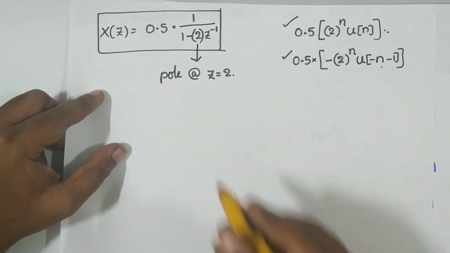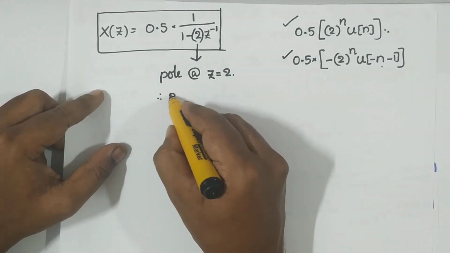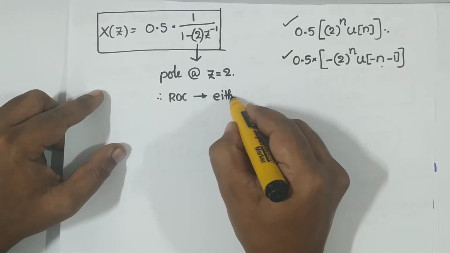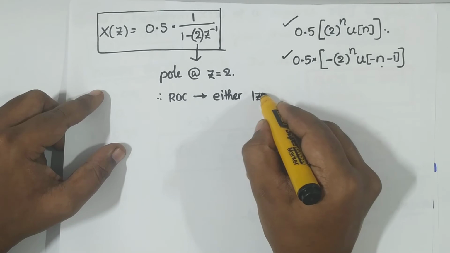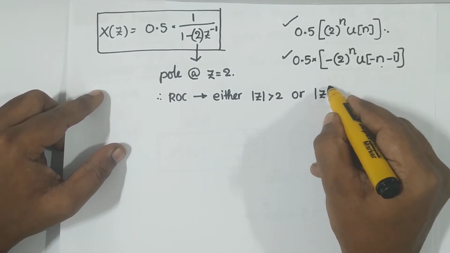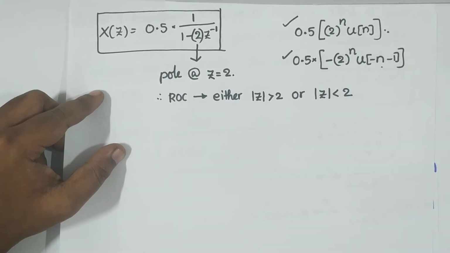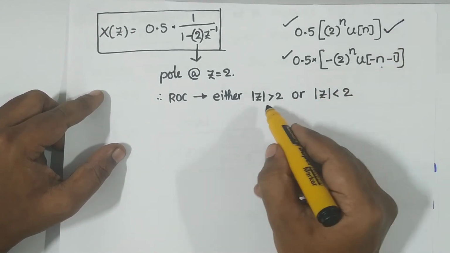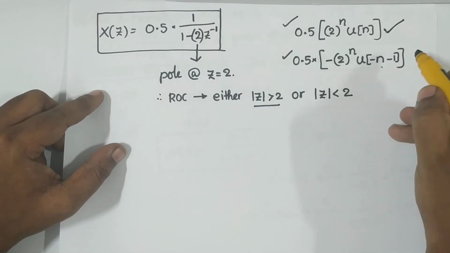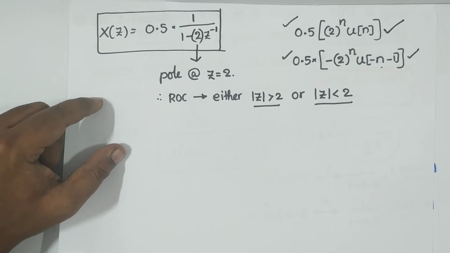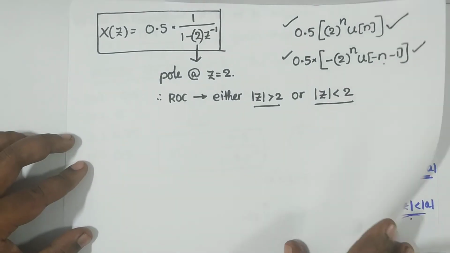Now, so what can we say? Therefore ROC may be either |z| greater than 2 or |z| less than 2. That's it. Because if you want to get this one, then ROC must be this. If you are expecting this one, then ROC must be this one. Clear? There is no confusion here.